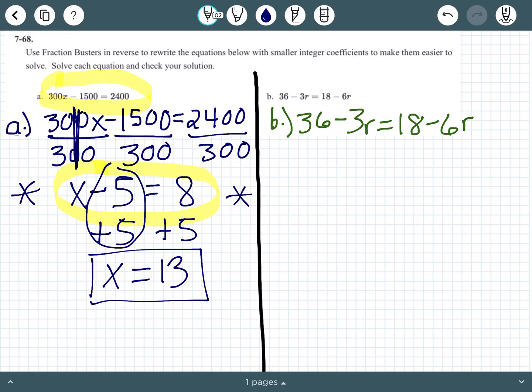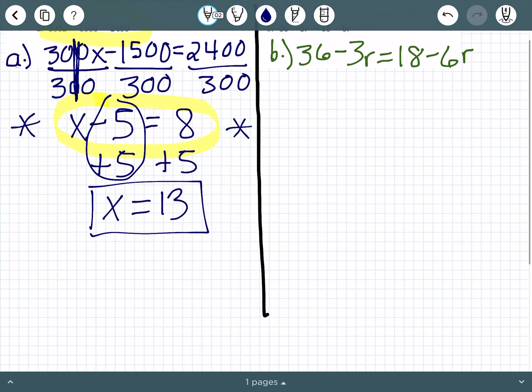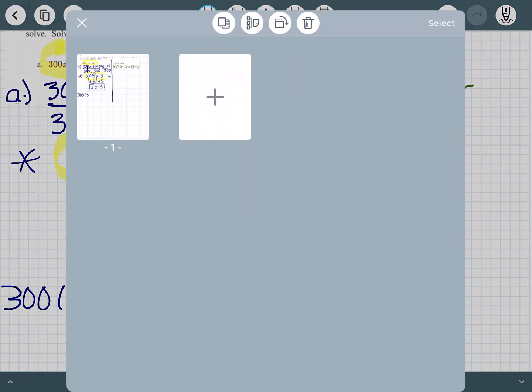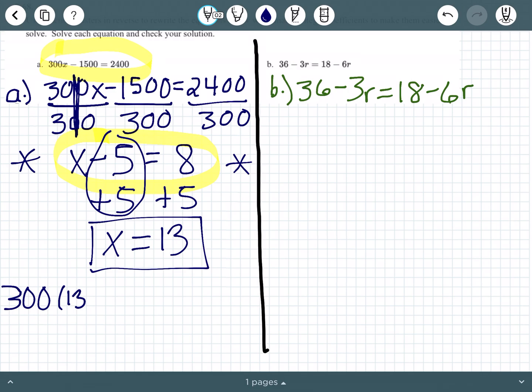Now it does tell us to check our solution. So again, we want to go back to the original equation. So we're going to do 300x, but instead of x, I'm putting in 13, minus 1,500 equals 2,400. So this is my check.